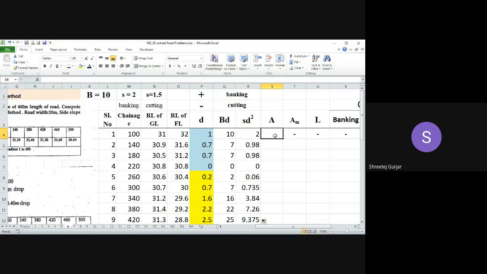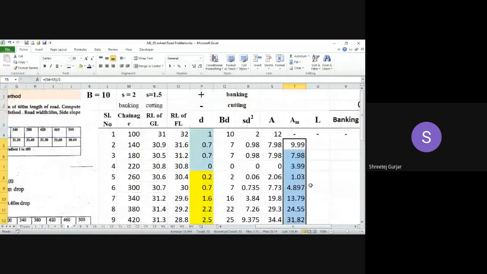Next, what about A? How do I calculate A? Can anyone tell me A is equal to what? BD plus SD squared. Correct. BD plus SD squared. So area I have calculated for the whole thing. Next, mean area. Similarly to how you calculated mean depth, you have to calculate this plus this divided by 2. So the second one will be what? This plus this divided by 2. It will come over here. So you have to calculate mean area. So it will be this plus this divided by 2. Okay. So you have to apply this for the whole column.